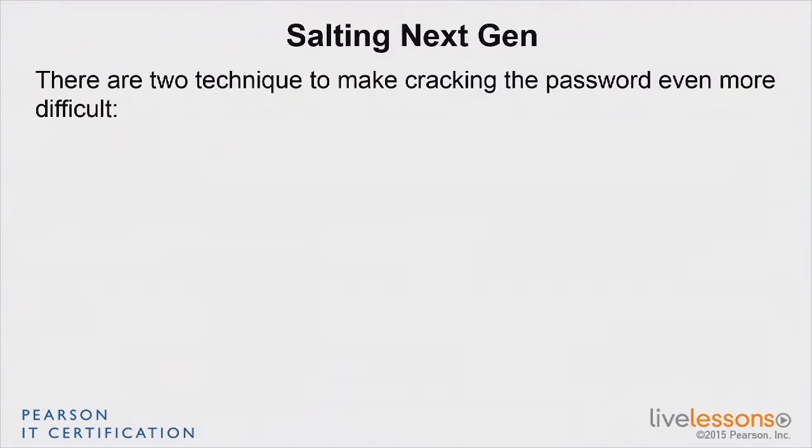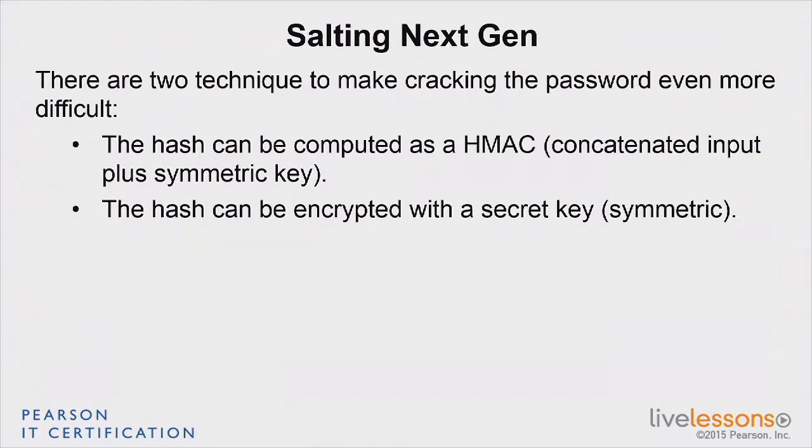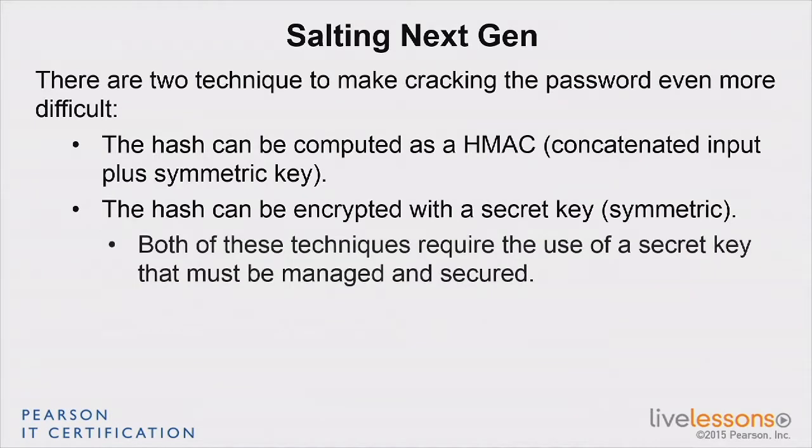Now, sort of our next generation of salting, there are two techniques to make cracking a password even more difficult. One is that the hash can be computed as an HMAC. Remember, a hash MAC, or an HMAC, is a concatenated input plus a symmetric key. Or better yet, the hash can be encrypted with a secret key or symmetric key. So we can actually take that hash and then we can encrypt it. So if an attacker was able to get access to the password database, they would be dealing with both encryption and hashing. Both of these techniques, however, require the use of a secret key that must be managed and kept secure.